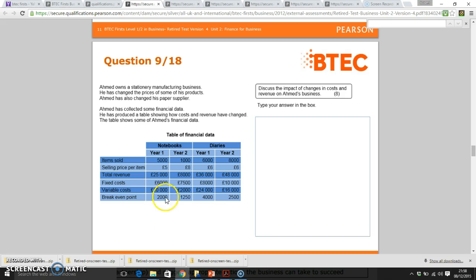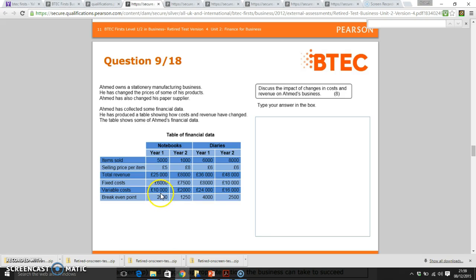Let's start having a look around the figures again. Hang on, the price has gone up. So number of items sold has gone down by 4,000, from 5,000 to 1,000, full stop. The reason that this might have happened is because Ahmed's price went from £5 to £8. All right, what effect has that had on total revenue? Okay, actually total revenue's now gone down from £25,000 to £8,000. Okay, so we can start to comment about some of these figures that are here.